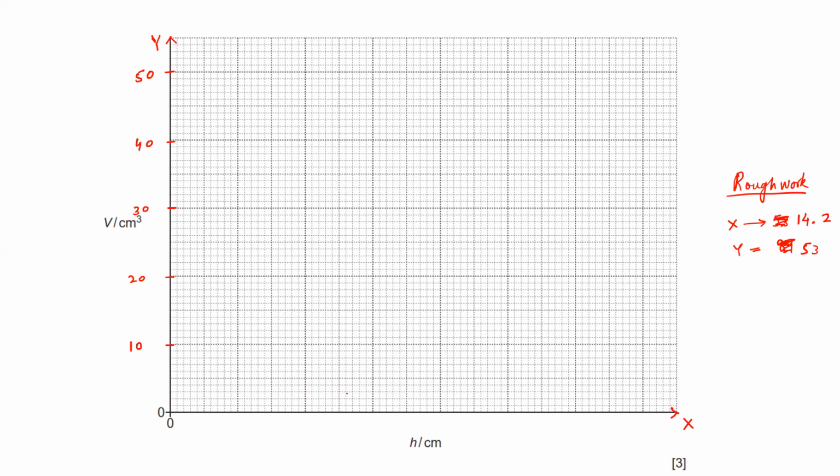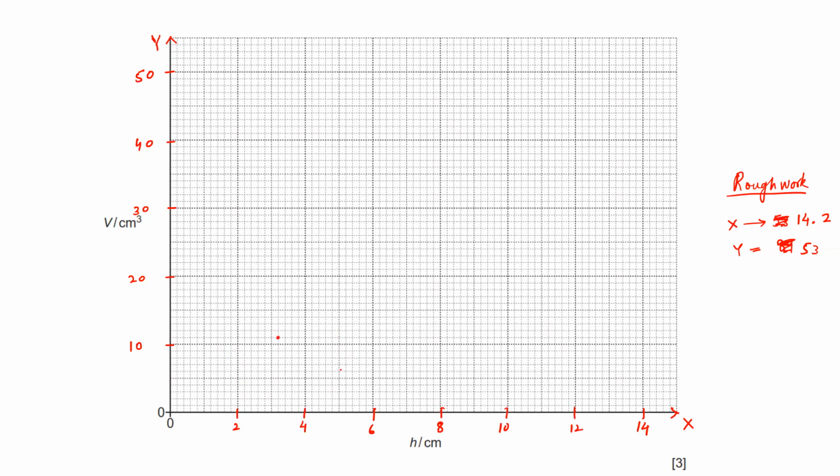And then on the side, 1, 2, 3, 4, 5, 6, 7. So there are 7. So let's do 2, 4, 6, 8, 10, 12, and 14. So now we have a good scale with us. Let's plot these points and make a best fit straight line. The first point is 3.2 and 11. So this is our first point.